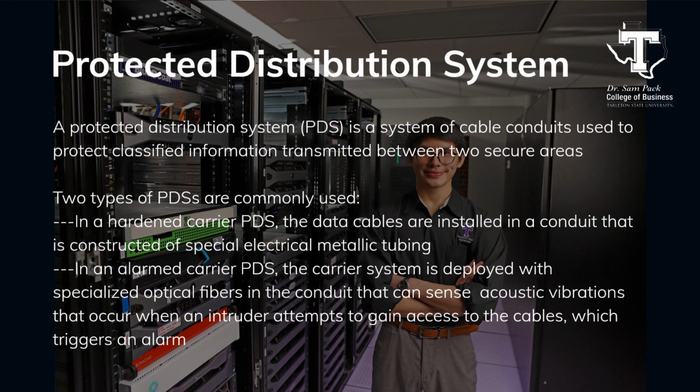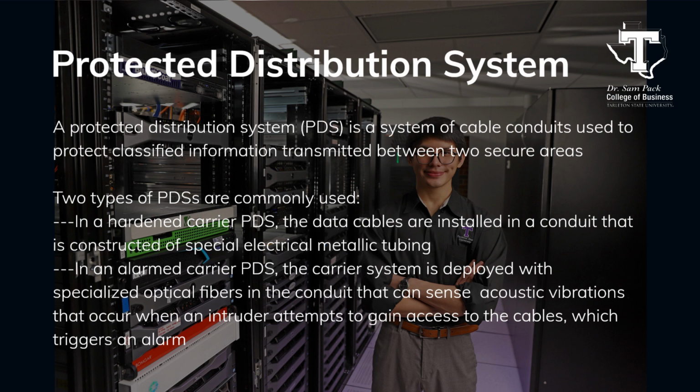Hardened carrier PDS. This type of system involves the use of data cables that are installed within a conduit made from special electrical metallic tubing, EMT. The EMT is designed to be robust and resistant to physical breaches, effectively protecting the cables from being accessed or damaged. The hardened nature of the conduit serves as a physical barrier, deterring unauthorized access and providing a durable layer of protection around the critical data transmission lines.